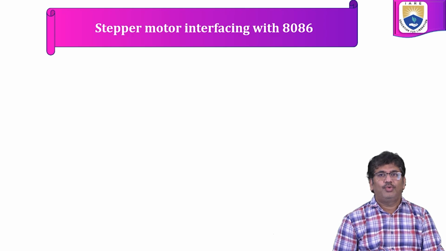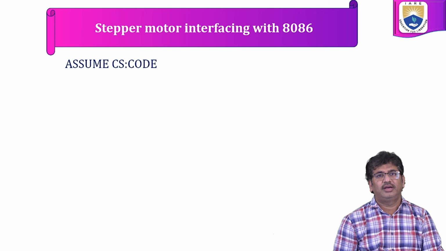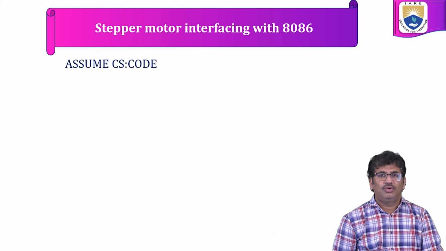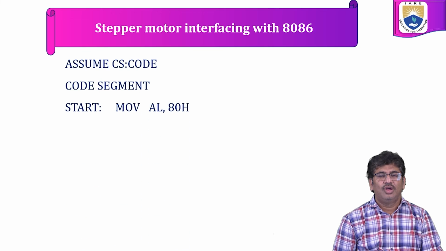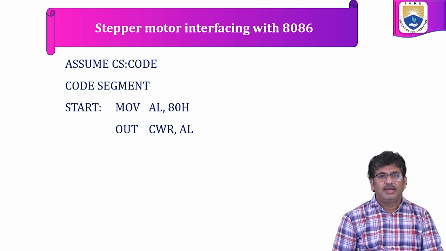Now we will see the program for stepper motor interface to rotate the stepper motor anti-clockwise for 5 rotations. Assume CS code segment. First we have to configure the control word register. The value which we are assigning is 80H. For that, move AL comma 80H. This 80H is sent to the control word register through the out instruction, out control word register comma AL. Next, how many clock pulses are required? 1000 clock pulses.